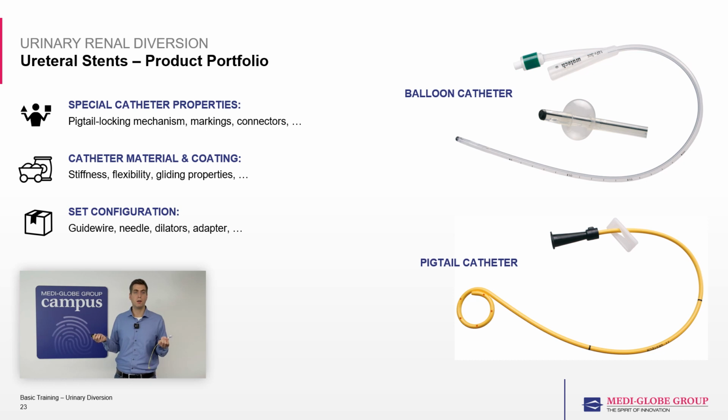For the special properties of the catheters, we're talking here about differences of pigtail locking mechanisms, for example, or different markings, connectors, all different kinds of technical properties of the catheters. On the other hand side, again, we're talking here about different catheter materials and coatings, but also at the end of the day, as for the urethra stent, different kinds of set configurations, including guide wires and needles for the puncture sets, but also dilators and other kinds of adapters.